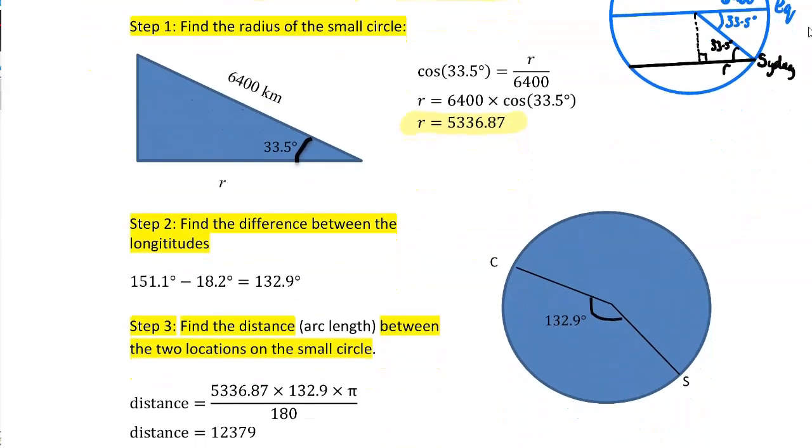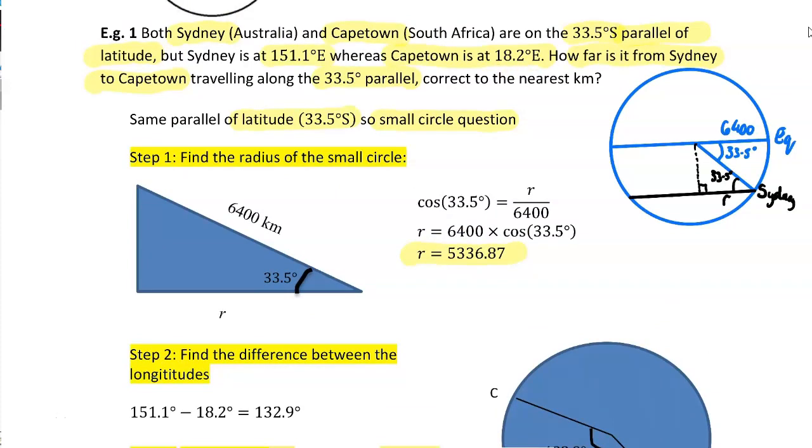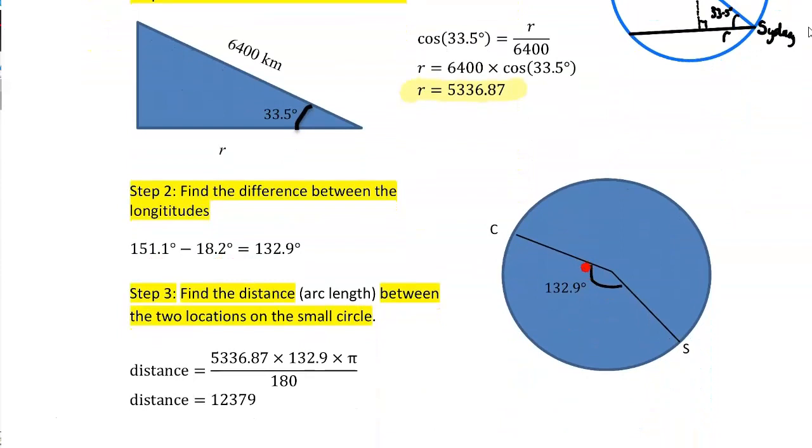Okay, now we have that radius. Using that radius, I use my arc length. This, you can imagine, is the circle of that line of latitude going all the way around, as you could see on the globe I had spinning around before. So we've got to find the difference between the longitudes. Now, both of these locations are on the same side of the prime meridian. Okay, that's 18.2 degrees east. That's 151.1 degrees east. So the difference between them is 132.9.